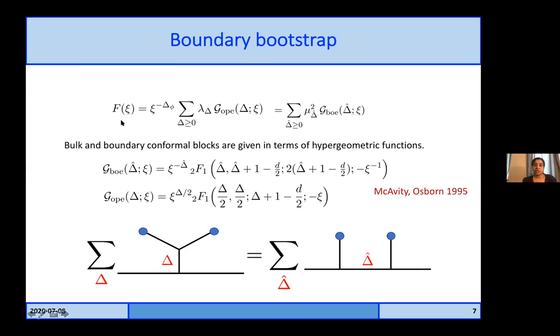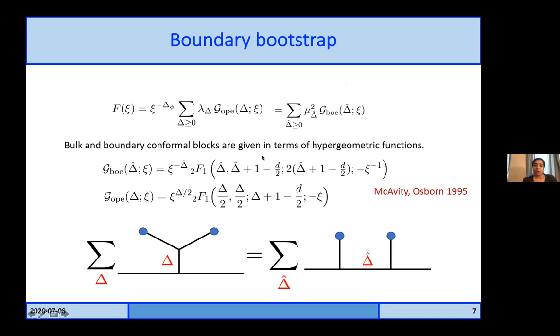So this is a decomposition of the two-point correlation function in the bulk channel and the boundary channel. This is the bulk channel, and here we have the coefficients lambda over delta, which is the product of the one-point function and the OPE coefficient. I will discuss some properties of this later on. And this is the boundary channel, where we have the boundary OPE coefficients squared, this mu hat squared.